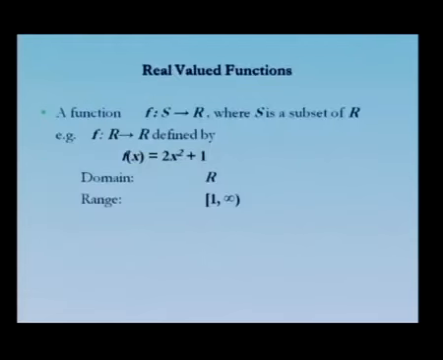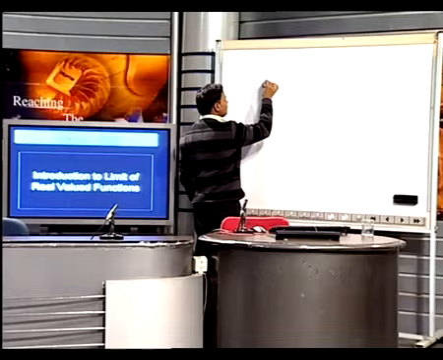A function f from S to R, where S is a subset of R, is called a real valued function. For example, f from R to R defined by f(x) = 2x^2 + 1. So this is a real valued function. Here the domain is the set of all real numbers and its range is the interval [1, infinity). There are many other examples also.